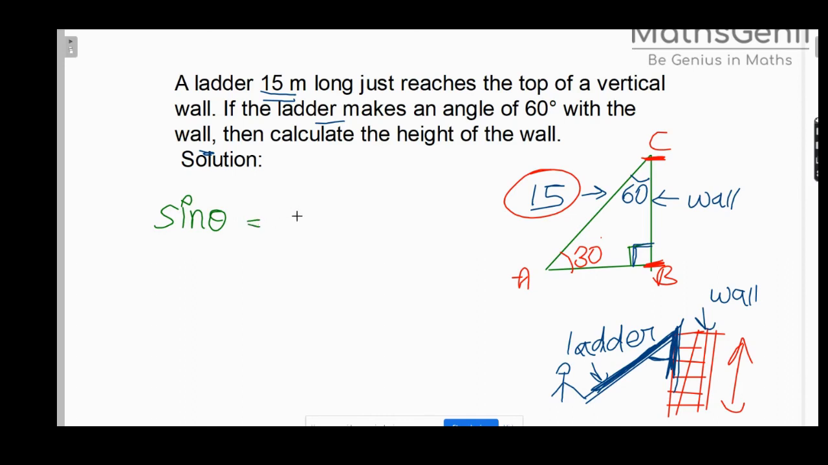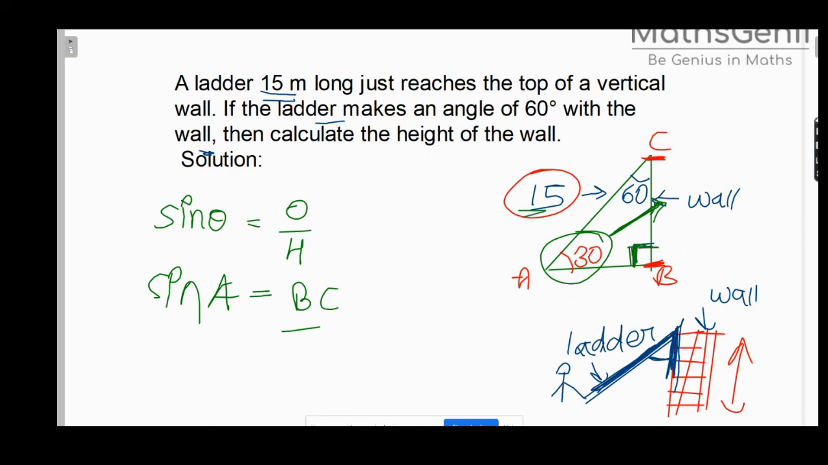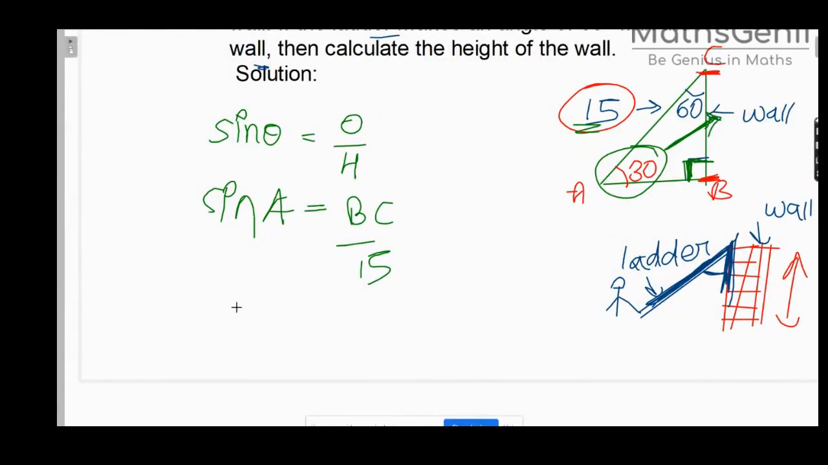Sine theta formula is what? Opposite over hypotenuse, right? So let me look at this sine A. Students, in the question, look and tell me what is the opposite side of A? Opposite side of A, it is BC. What is H? Opposite side of 90 degree. H is how much? 15. Right? And what is the value of A? Angle A is 30 degree. Sine of angle A, 30 degree, is equal to BC upon 15.